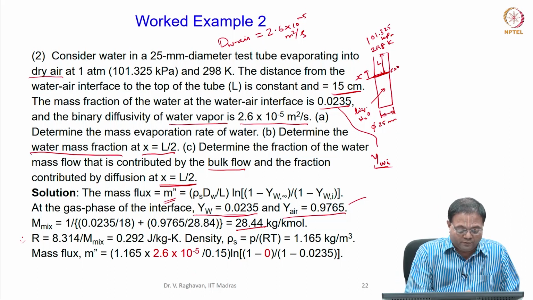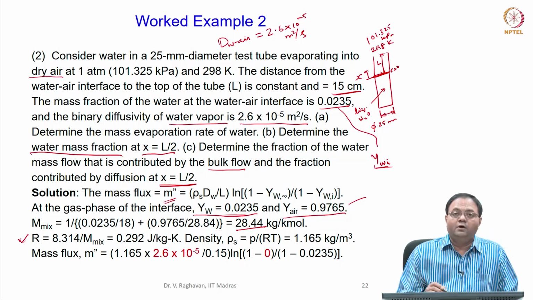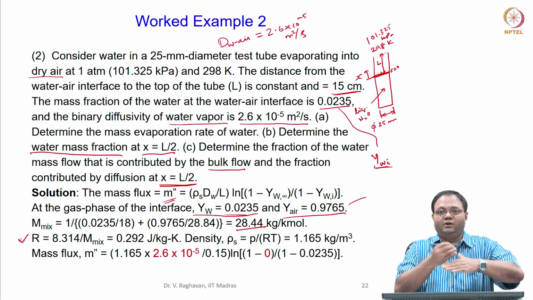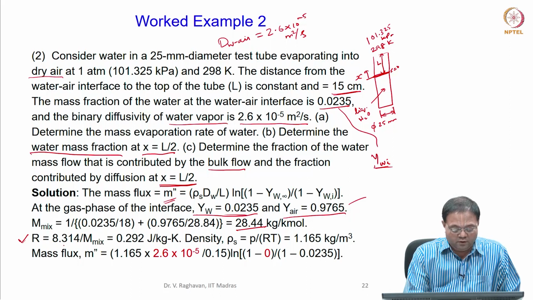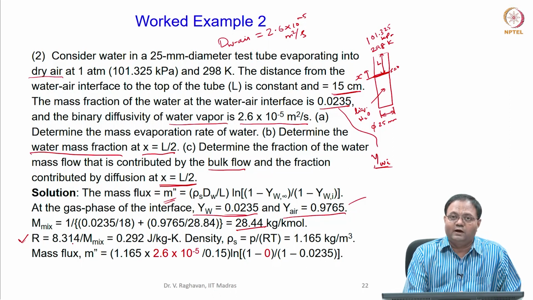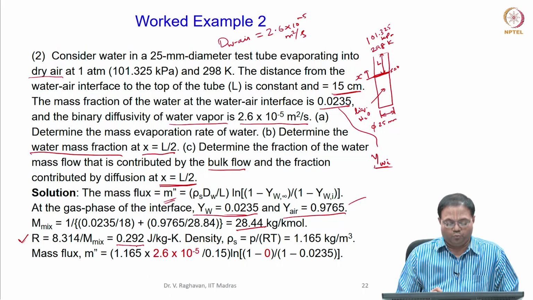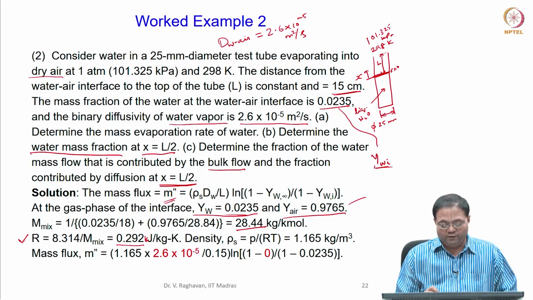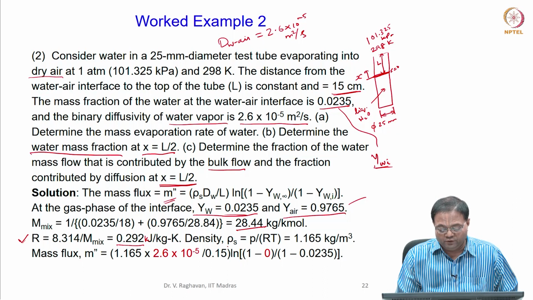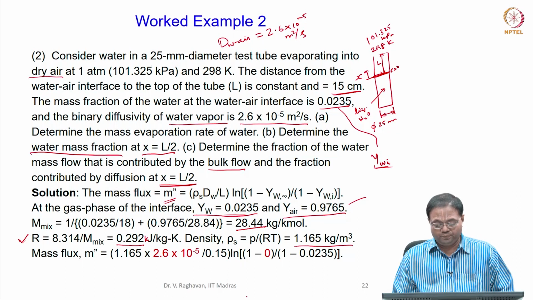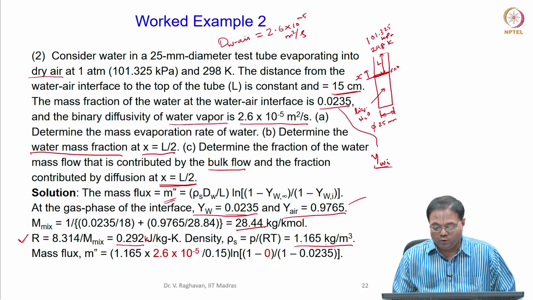Now, what is the specific gas constant of the mixture at the interface? That is the universal gas constant 8.314 divided by the molecular weight of the mixture, that is 0.292 kilojoule per kg Kelvin. Now, density is P by RT, that is 1.165 kilogram per meter cube.